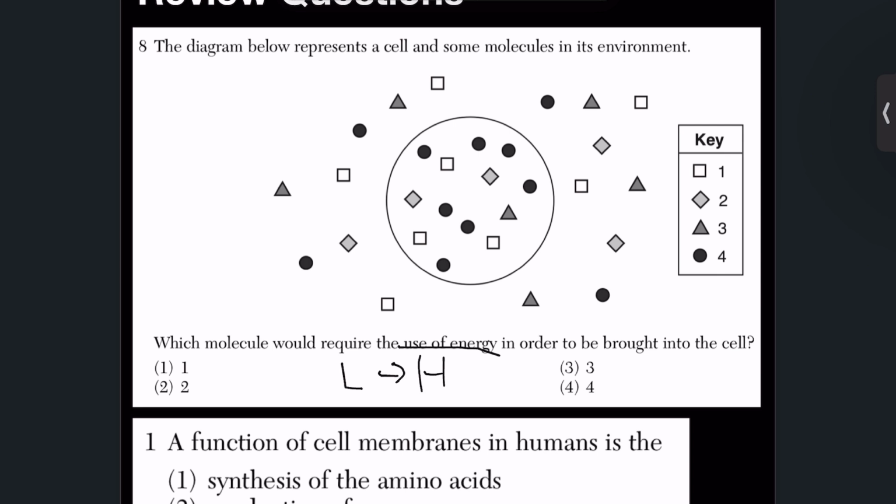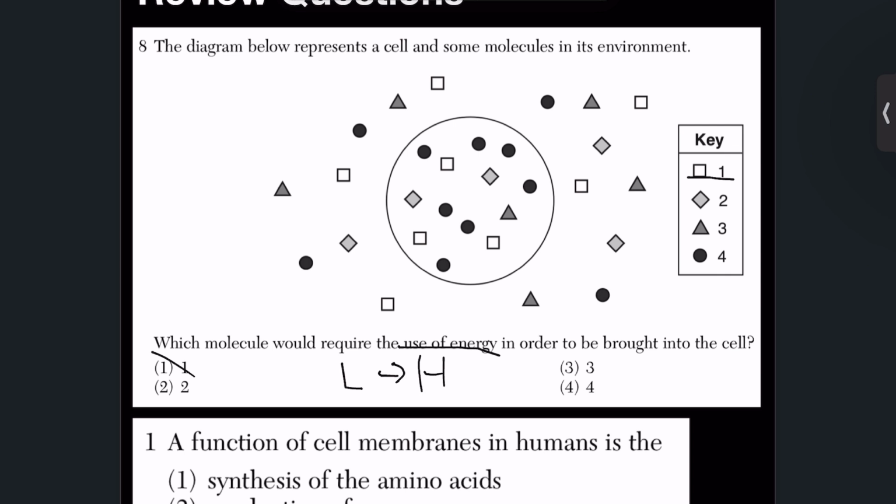So first we'll start with number 1, which you see are these little squares. We have 1, 2, 3, 4, 5 squares outside and 3 squares inside. So this means that it has high outside and low inside. So this would not be our answer, because this would be regular diffusion going from a high to a low. So our answer would not be number 1.